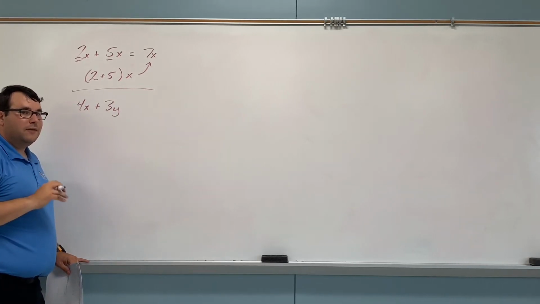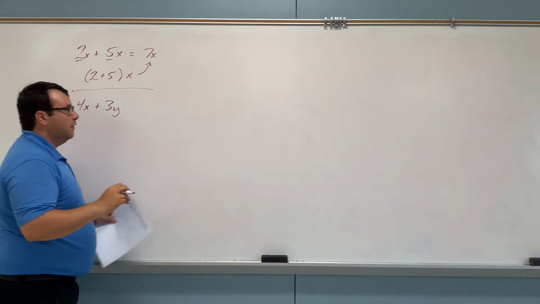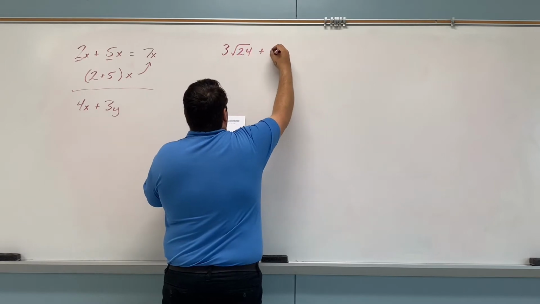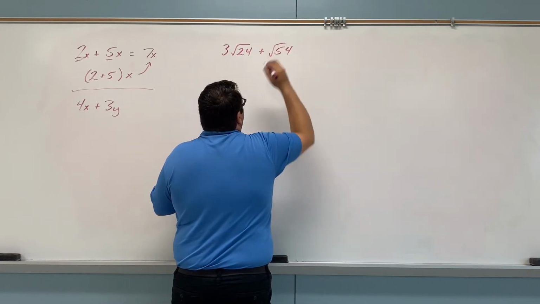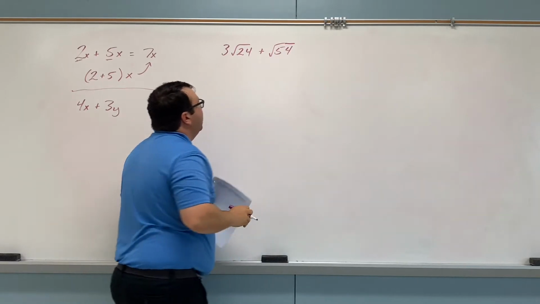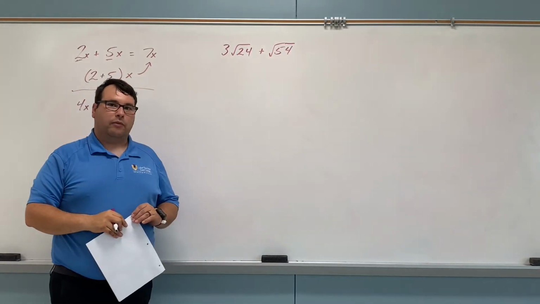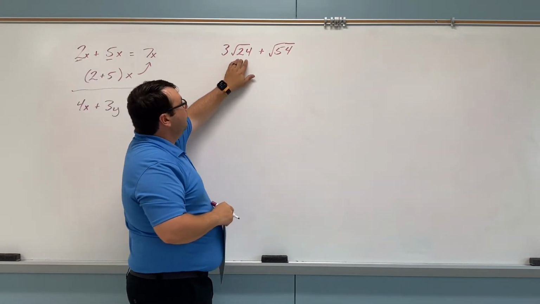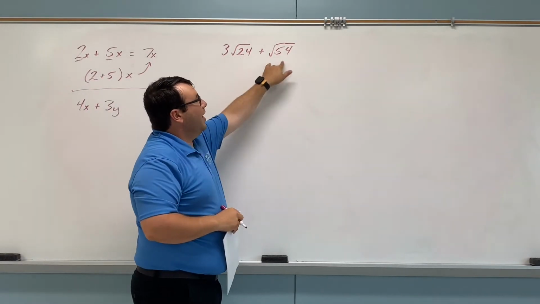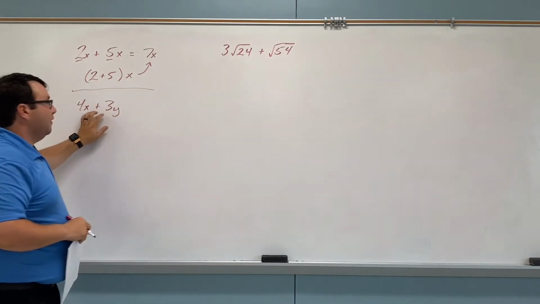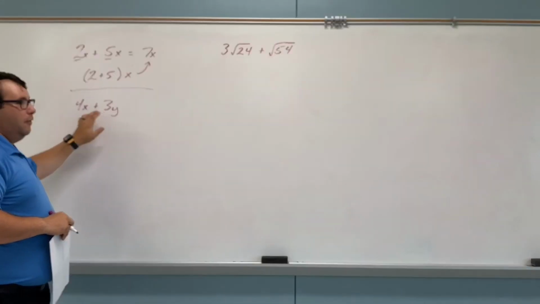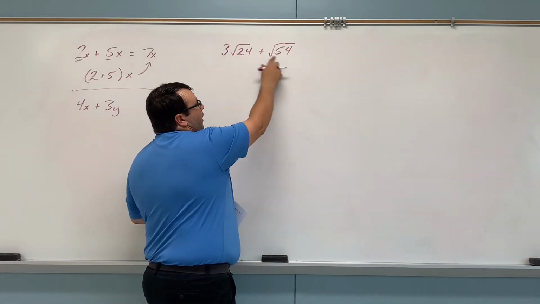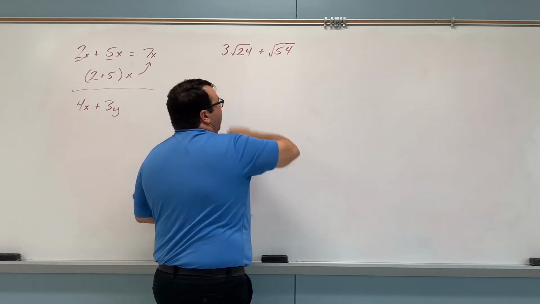Radicals work the same exact way. So check this out. If I had 3 square root of 24 plus the square root of 54, are these like radicals? The answer is no, not currently. I have the square root of 24, I have a square root of 54. These are not identical. This is kind of like this situation here, where I didn't have identical variables. The difference with radicals, however, is that I can simplify these expressions. So let's take a moment and do that.